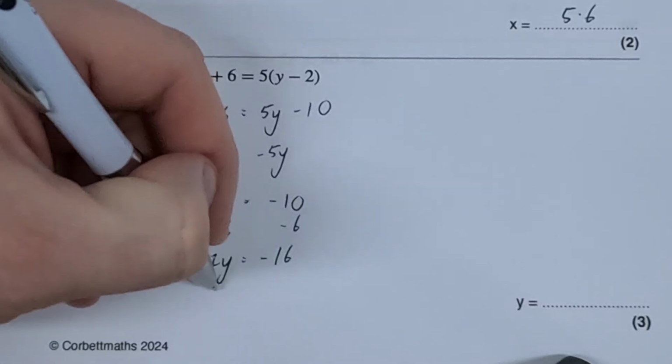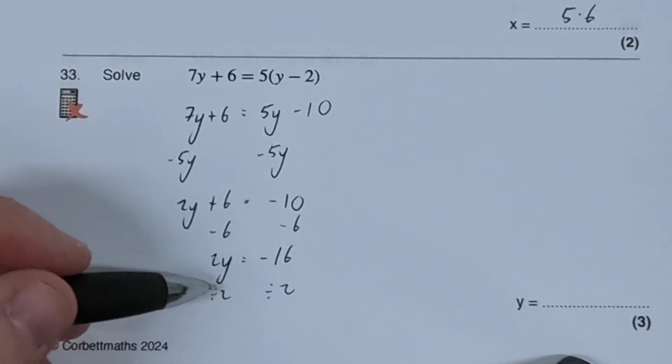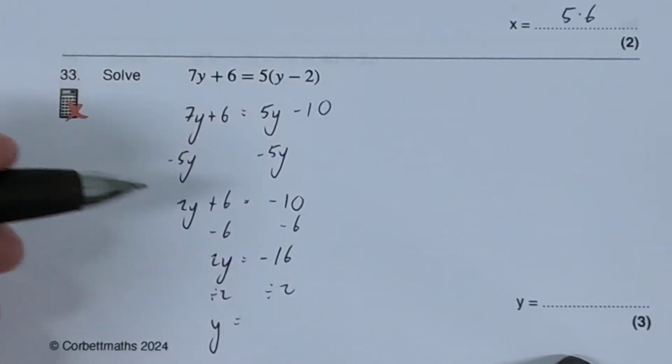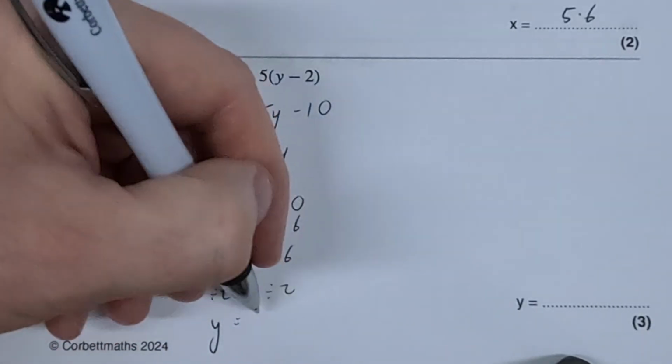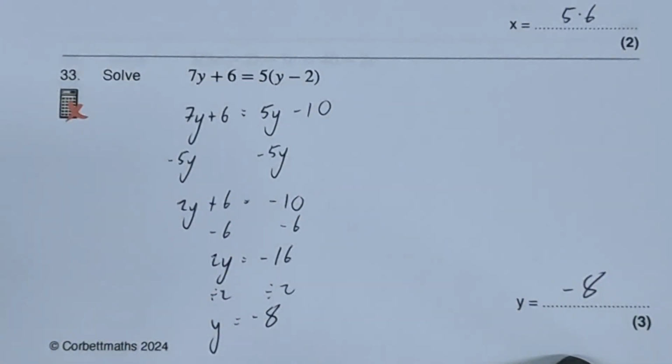We're just going to divide by 2. So divide by 2 and divide by 2. So on the left-hand side, 2y divided by 2 would just be y. And on the right-hand side, minus 16 divided by 2 would be minus 8. So y equals minus 8. And that's it. And we can check our answer.